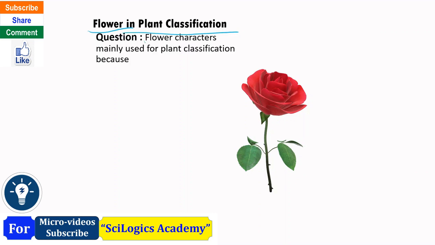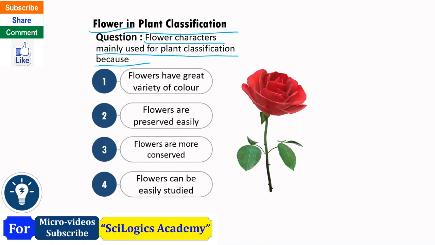What is the question? Flower characters are mainly used for plant classification because: first, flowers have great variety of color. Second, flowers are preserved easily. Third, flowers are more conserved. Fourth, flowers can be easily studied. So you have 5 seconds to give the correct answer.